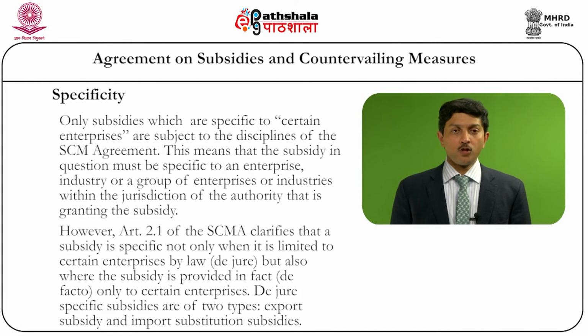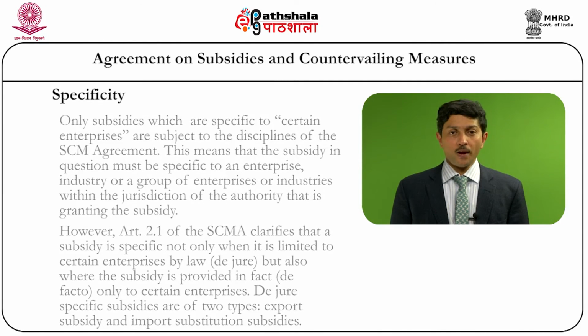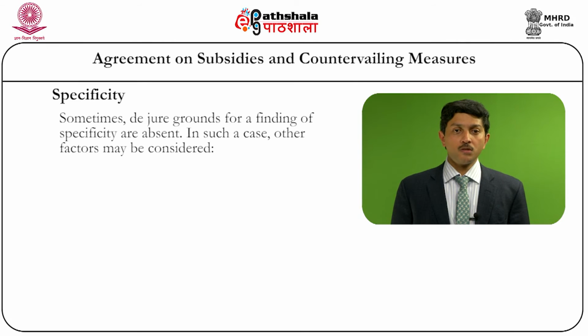However, Article 2.1 of the SCM agreement clarifies that a subsidy is specific not only when it is limited to a certain enterprise by law, which is a de jure subsidy, but also where the subsidy is provided in fact, where it is a de facto subsidy. De jure specific subsidies are of two kinds: export subsidies and import substitution subsidies. Otherwise, de jure grounds for a finding of specificity are absent.